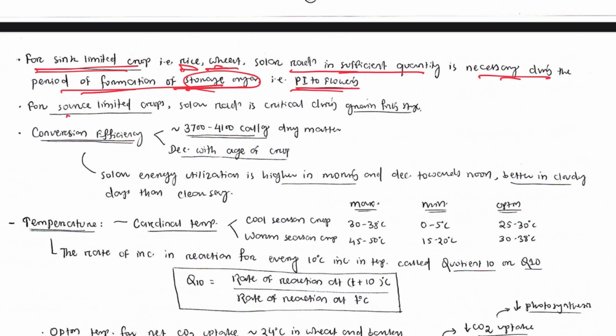For source limited crop, solar radiation is critical during the grain filling stage.